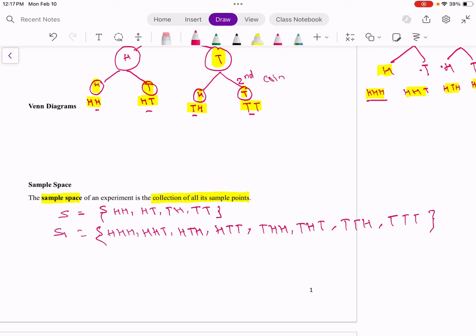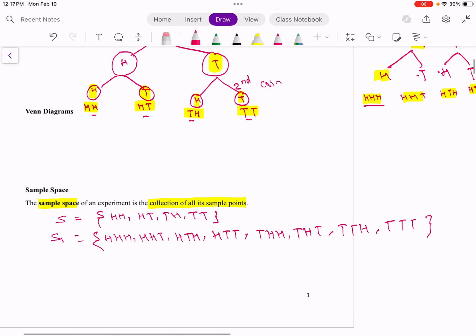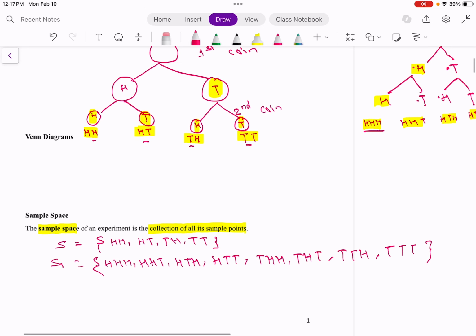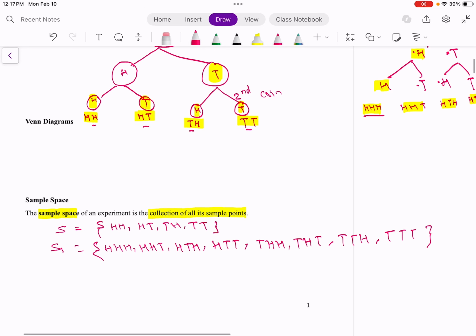And we can also have a graphical method to represent a sample space, which we call a Venn diagram. So we use a Venn diagram to represent this sample space graphically. You can draw a Venn diagram as a closed picture. It can be a circle or a rectangle or a square. It really doesn't matter. So let's draw an enclosed surface. So this is our sample space.